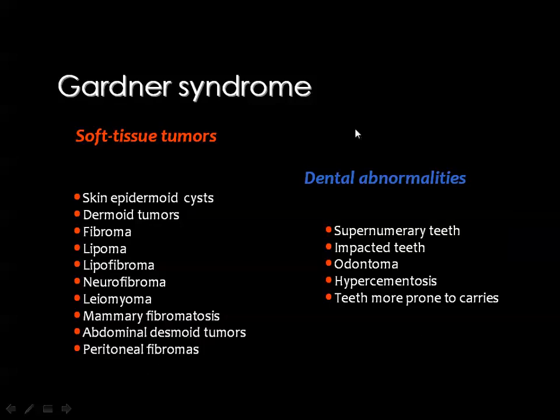And these are some of the dental abnormalities also seen in this syndrome, like supernumerary teeth, impacted teeth, odontoma, hypercementosis, and teeth more prone to caries.